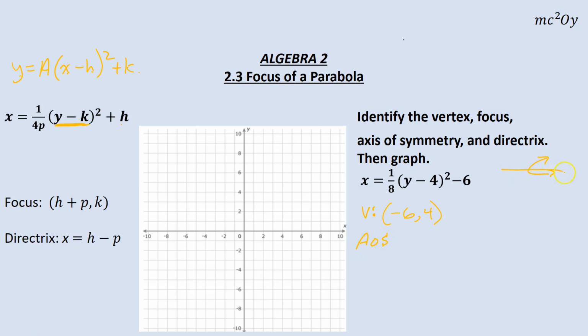So since it's sideways, it's going this way. So this is going to be y equals, and it's the same as this value. So y equals 4. Okay.